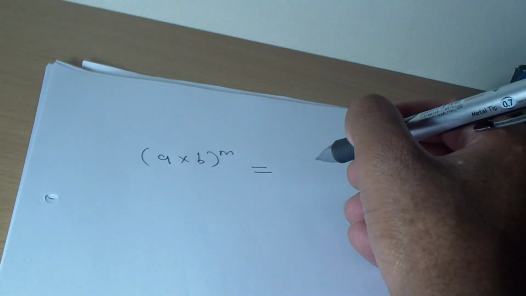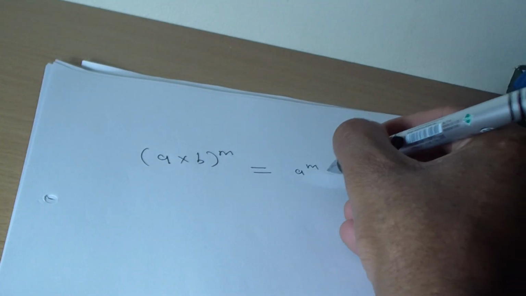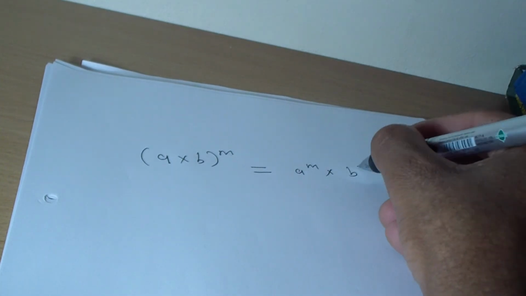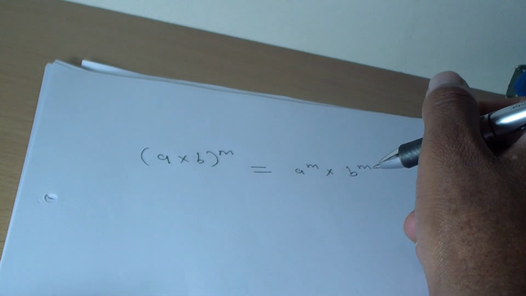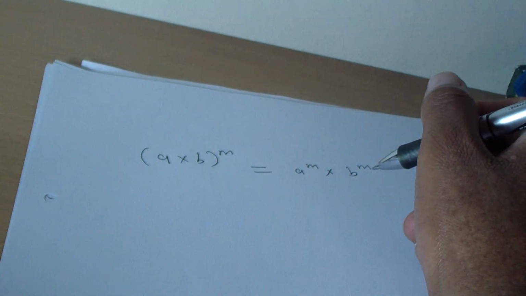So when you simplify, this is going to be a to the power m multiplied by b to the power m. And always remember that a is greater or smaller than 0. M and n have to be whole numbers.